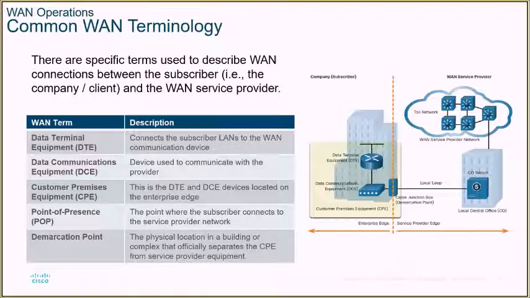And then there's customer premises equipment, or CPE, which are the DTE and DCE devices located in the enterprise edge. Point of presence is the point where the subscriber connects to the service provider network. And the demarcation point is the physical location in a building or complex that officially separates the customer premises equipment from the service provider equipment. It's that demarcation line and the CPE that is different between the Americans and most of the rest of the world. Normally the DCE in Australia is actually part of the supplier, while the DTE, normally the router, is on the company's premises. But anyway, the demarcation line, of course, is the border between the two.